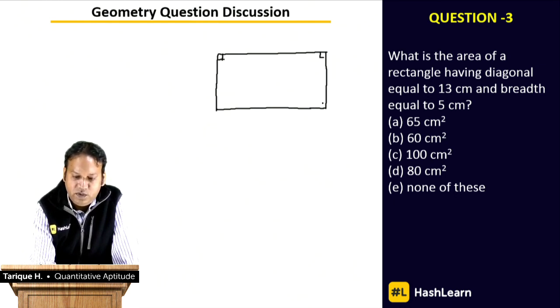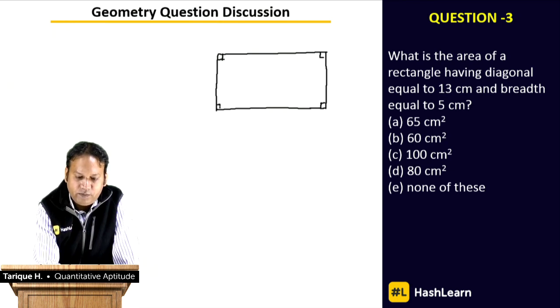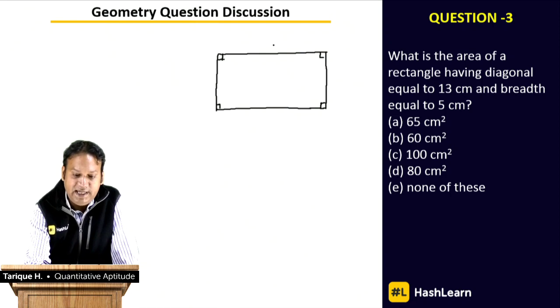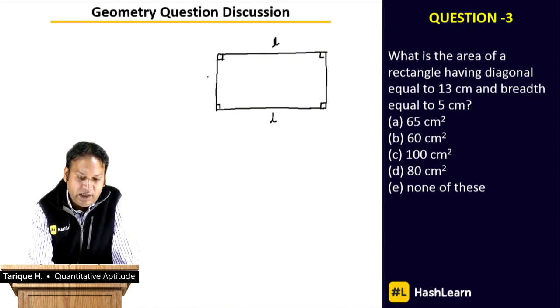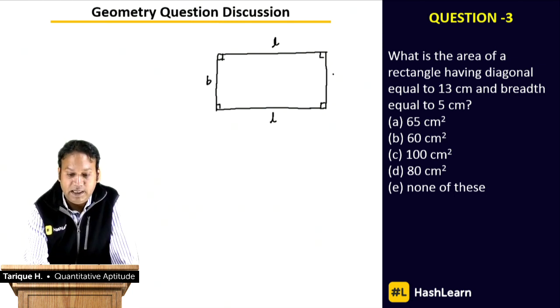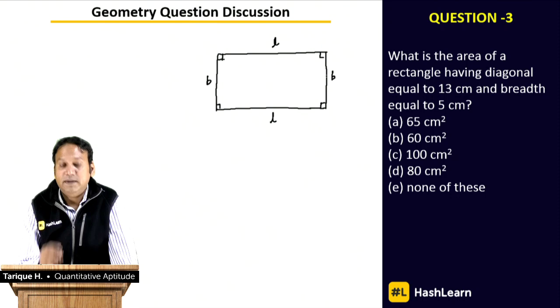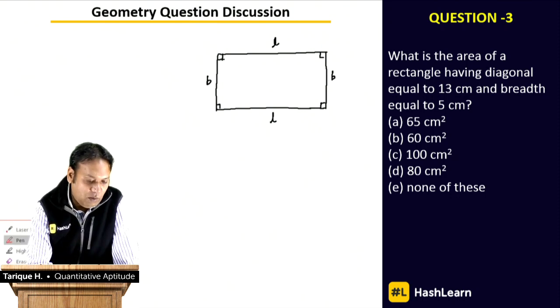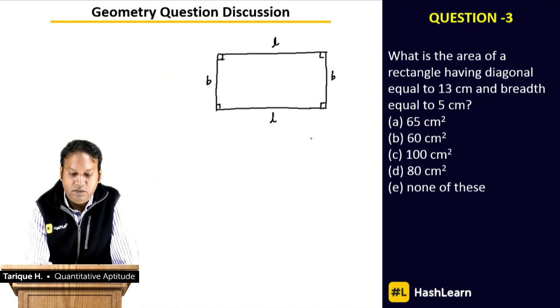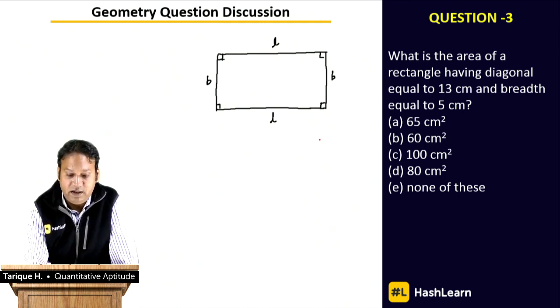And we also know that in a rectangle, opposite sides are parallel and equal. So if this side is L, the length, this side is also L, and this side is B, which is the breadth of the rectangle, the width of the rectangle, then this side is also B. This is what we know about rectangles, that opposite sides are equal and parallel and all angles are equal to 90 degrees.